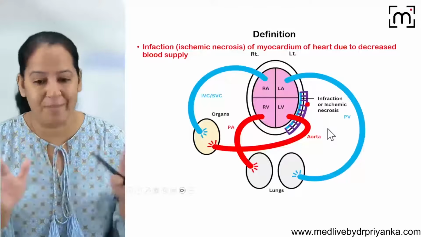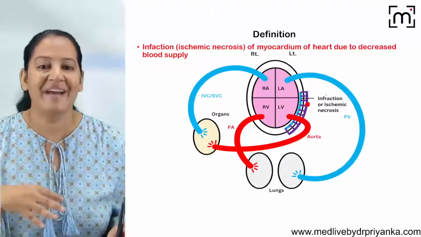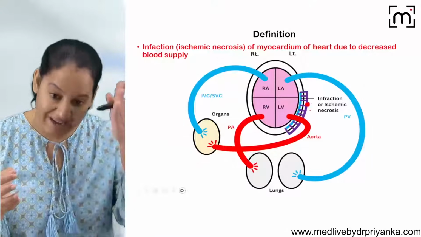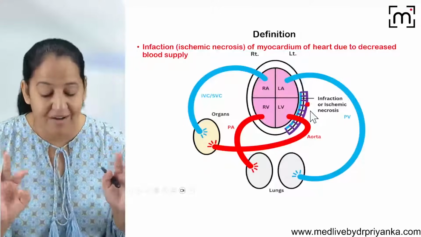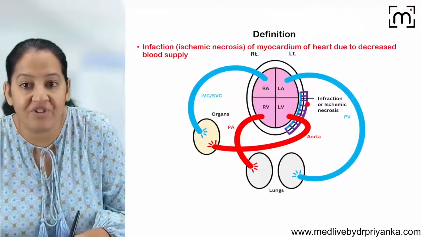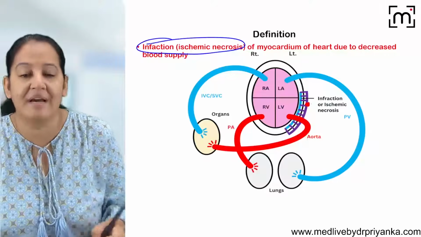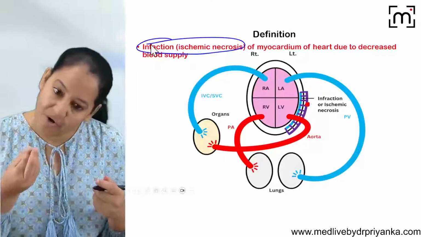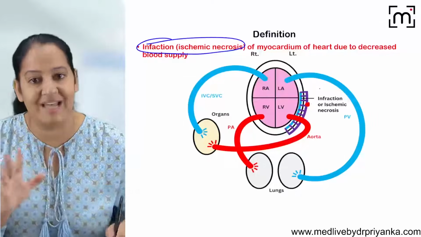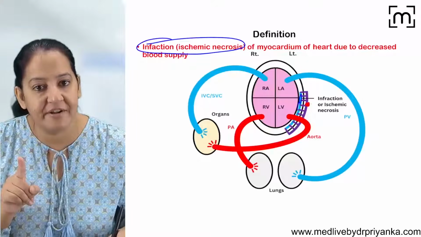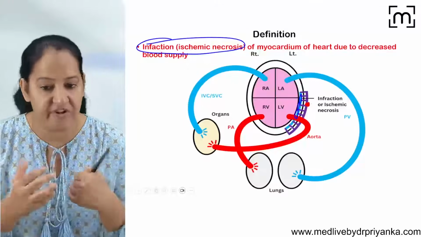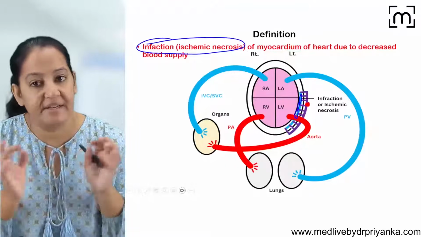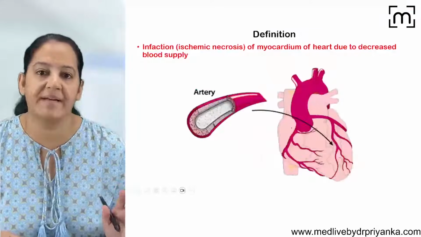But here the obstruction is permanent, and because of the permanent obstruction, the left ventricular wall undergoes infarction. It is not ischemia. You have to highlight the word here, infarction. Infarction means necrosis. It is ischemic necrosis. The cell gets ruptured. It is death of the cells of the left ventricle. It cannot be retrieved again. The cells are dead. It is infarction of the myocardium. So that is the definition.